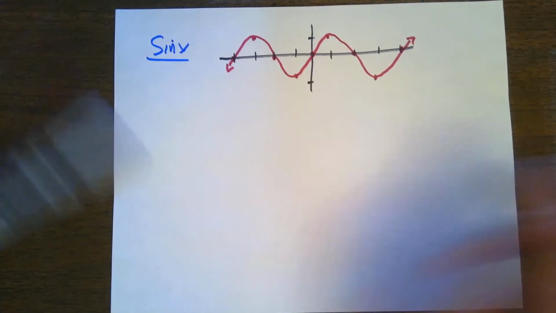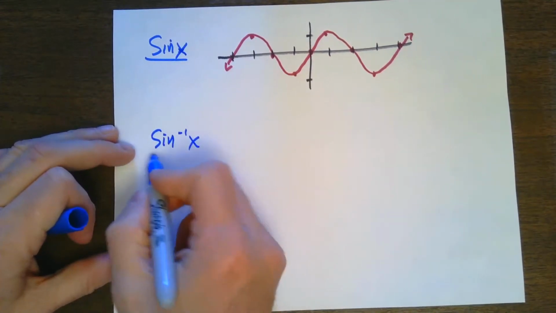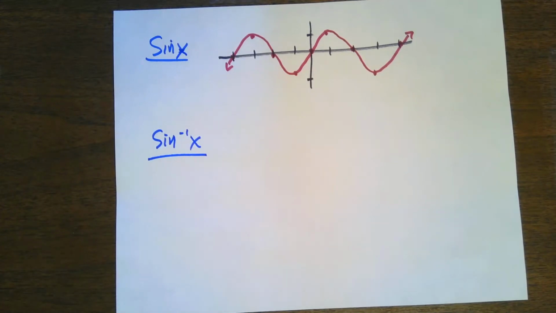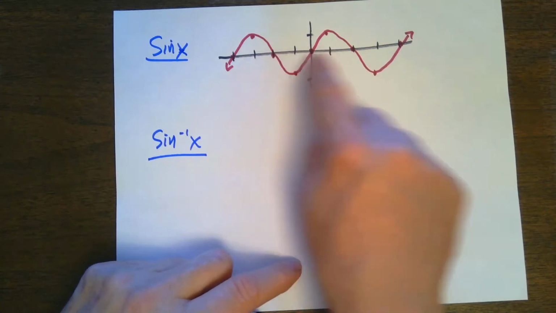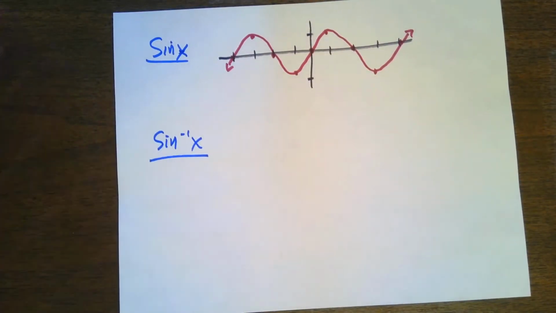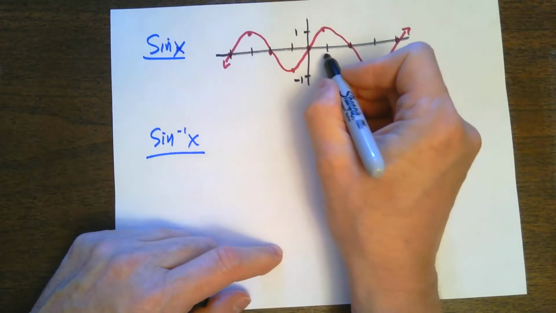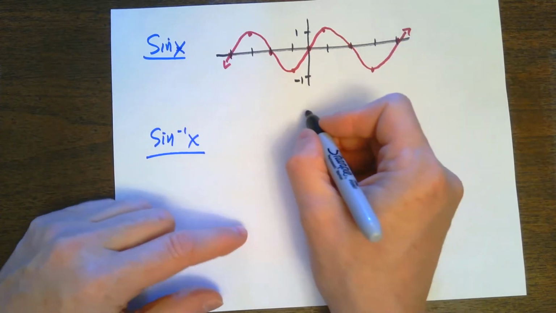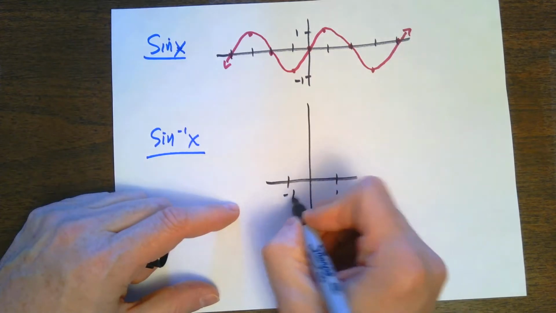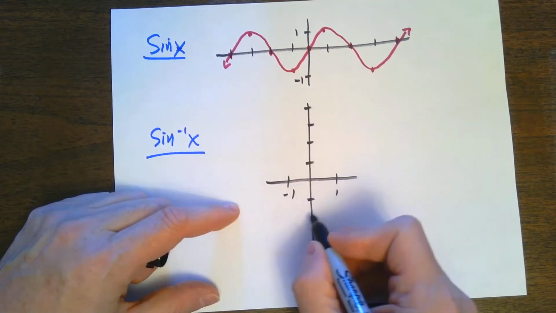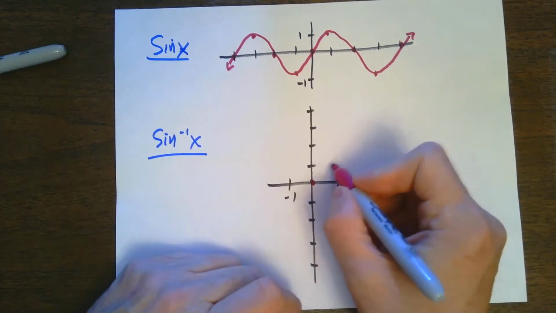What would inverse sine look like? The inverse sine, or arc sine, would be if I took this and I reflected it over the line y equals x. So all of the x-intercepts become y-intercepts, and the y-intercepts become x-intercepts. This thing is going from negative 1 to 1, and pi over 2, pi, 3 pi over 2, and 2 pi. The inverse sine looks like this. This would be the first quadrant.